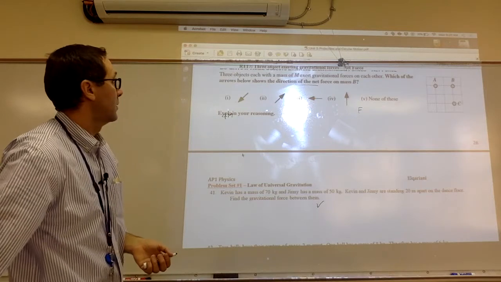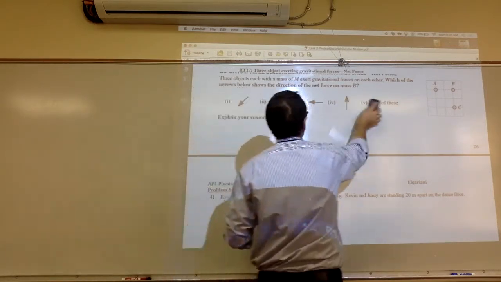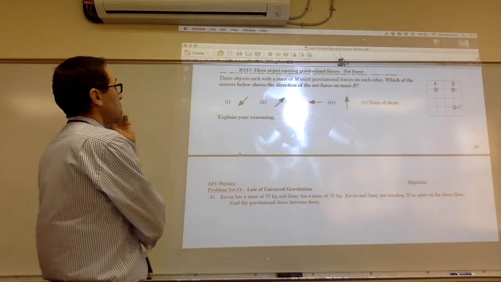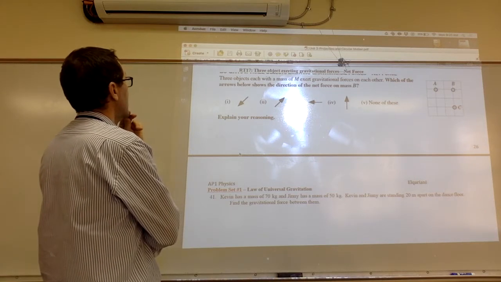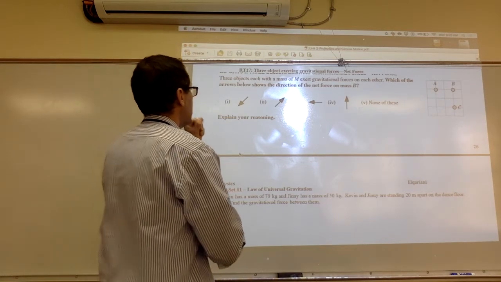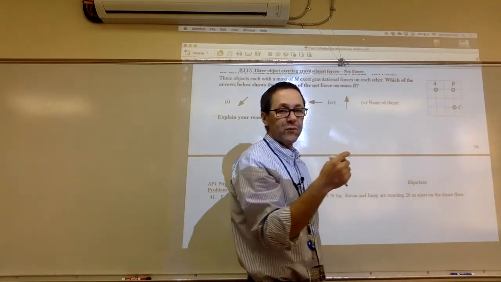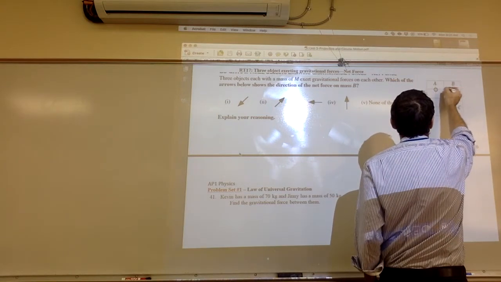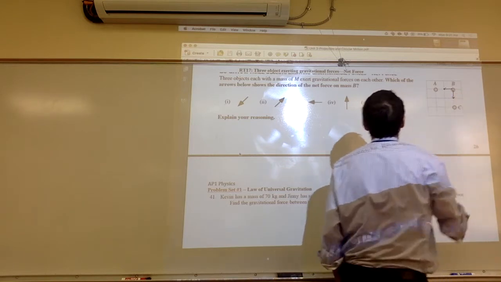Okay. We're looking at RT17. Okay. 3 objects, each with a mass m, exert gravitational forces on each other. Which of the arrows below show the direction of the net force on mass B? Well, the forces are going to generate from B. Okay, so we're only concerning ourselves with B. So B is attracted by A, and it's also attracted by C.